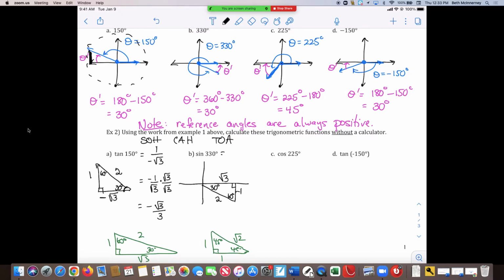So now I'm going to do the sine. The sine of the reference angle is going to be opposite over hypotenuse. So that's a negative 1 over 2. You get that sine is opposite over hypotenuse, and you're always going to come from the reference angle.